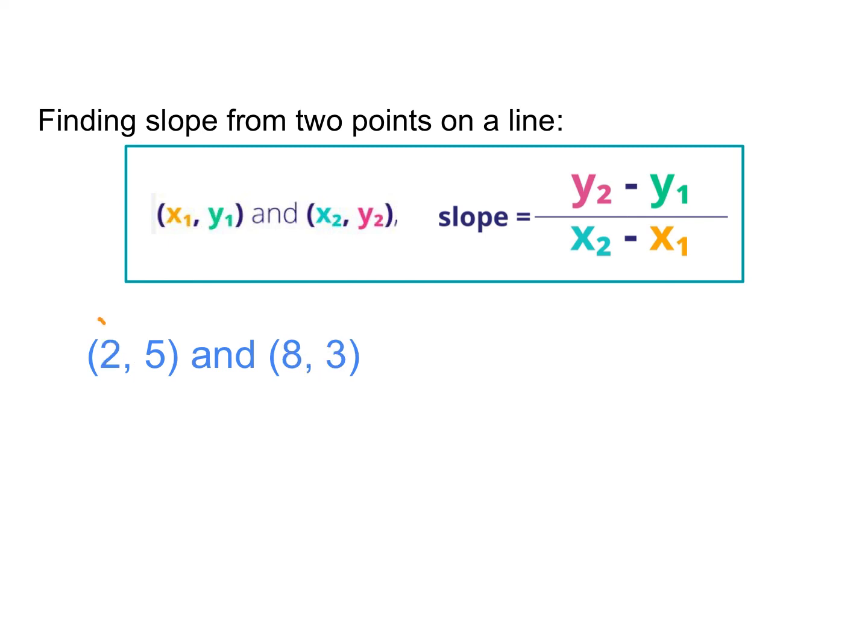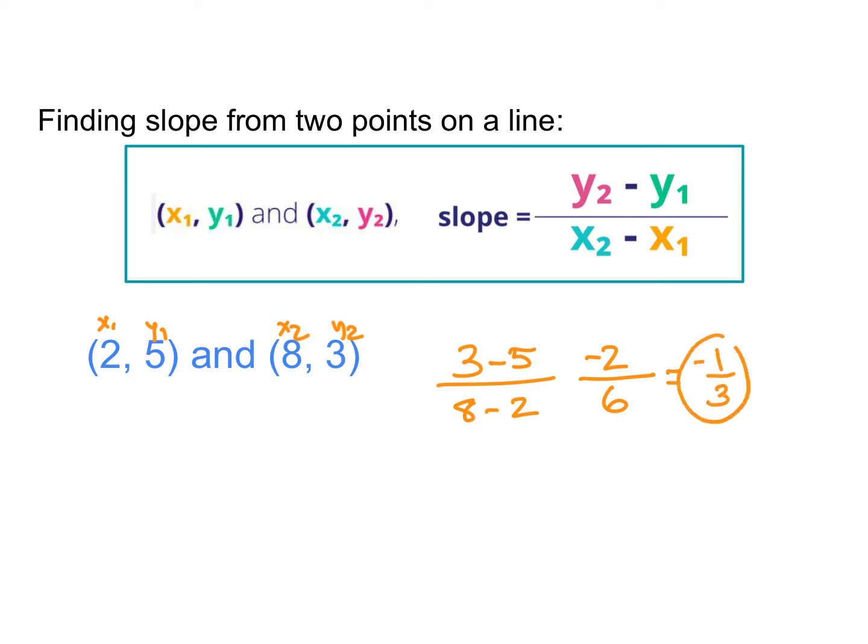One more example, x1, y1, x2, y2. I'm going to take y2 minus y1 over x2 minus x1. 3 minus 5 is -2. 8 minus 2 is 6. Here is an example of where I can simplify but keep it a fraction, so I can simplify that to -1/3.